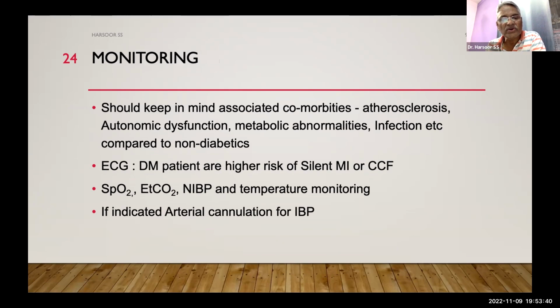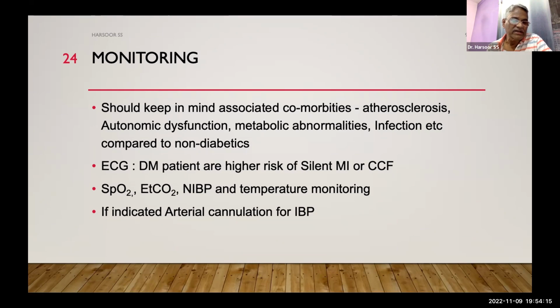However, we should keep in mind the associated comorbidities, like atherosclerosis or autonomic dysfunction, and even the other metabolic abnormalities, which can be indirectly detected by this. Because these patients will have a higher incidence of infection or metabolic abnormalities when compared to non-diabetic patients. The routine investigations like ECG, because these diabetic patients are at a higher risk of a silent myocardial infarction or development of congestive heart failure. So ECG is very, very essential.